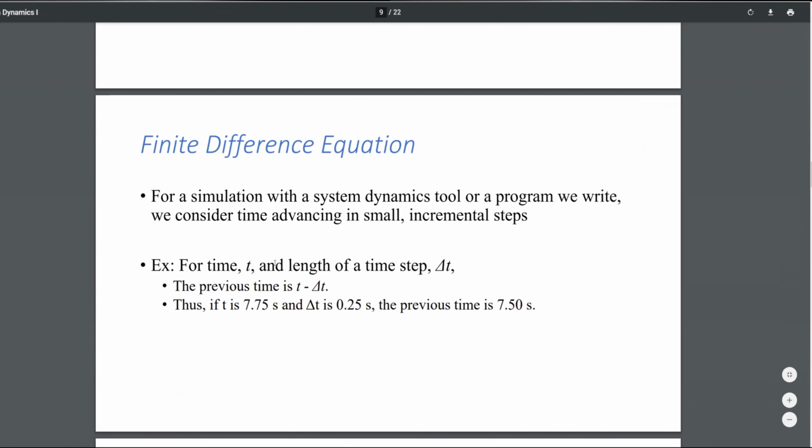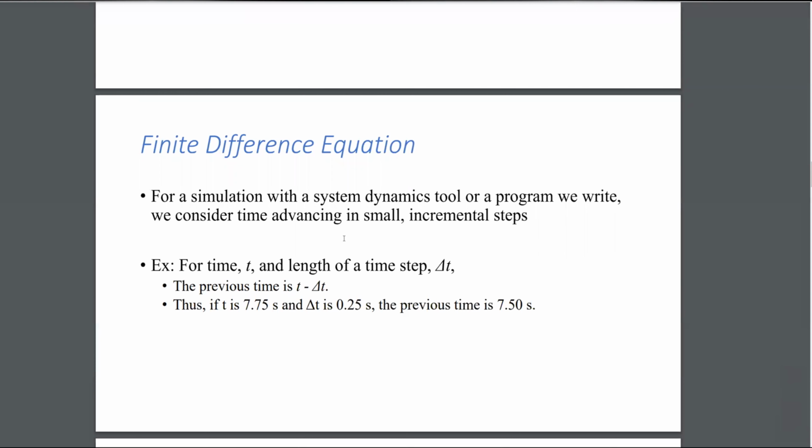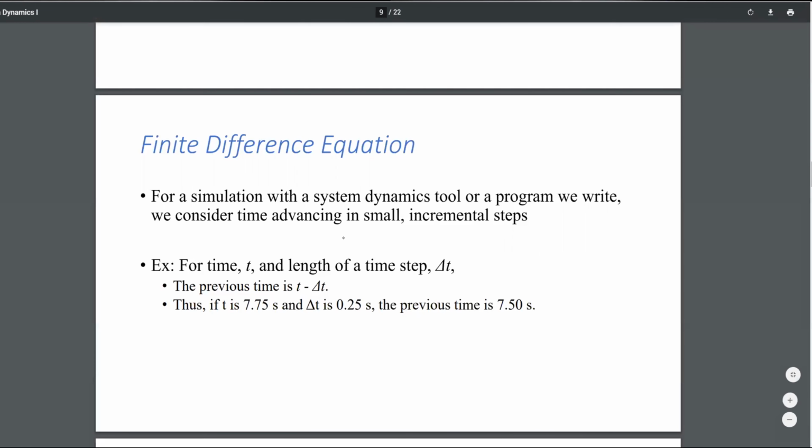So this is one question and example here. For a simulation with a dynamic tool or a program, we write the considered time advancing in small increments. The small increments are delta t, the steps for time t, and the length of the time step is delta t. That means very small, like half a second. So the previous time means what? If the current time is 2 o'clock, the previous time is, let's do an example here. Instead of this example, I will use something familiar for you.